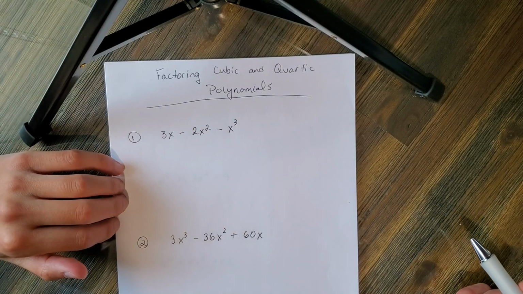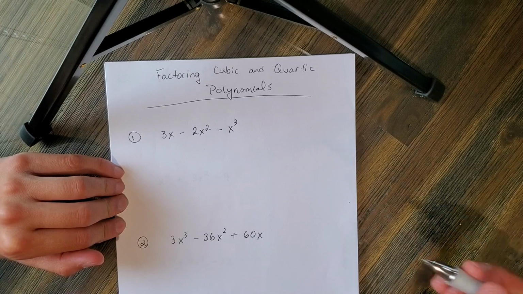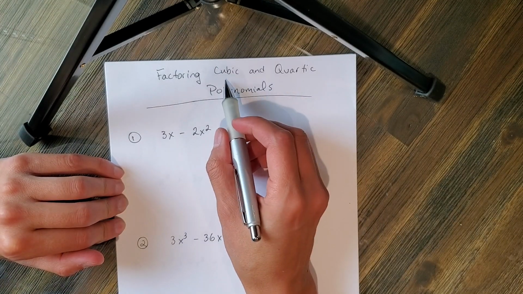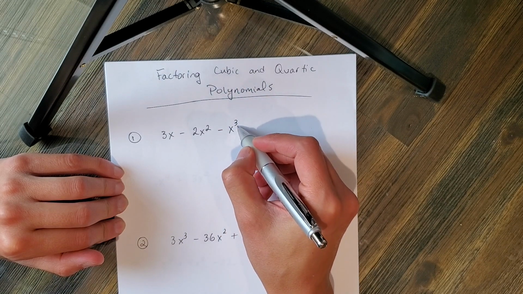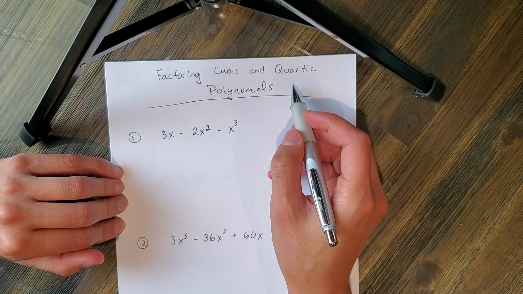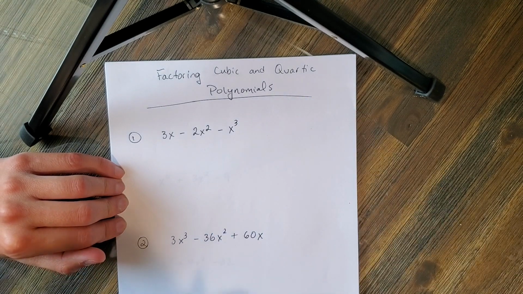All right, guys, last lesson of this chapter, okay? So let's begin here. It says factoring cubic and quartic polynomials. So cubic refers to the exponent being 3, the third power, and then quartic refers to the fourth power. Okay, so we're going to be factoring these types of polynomials.